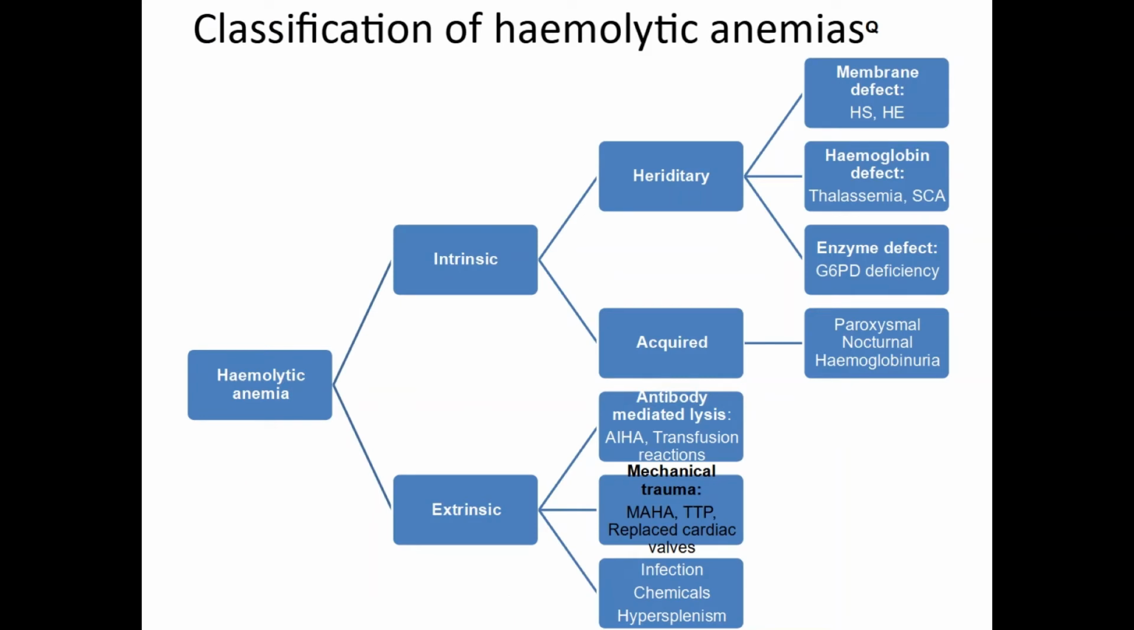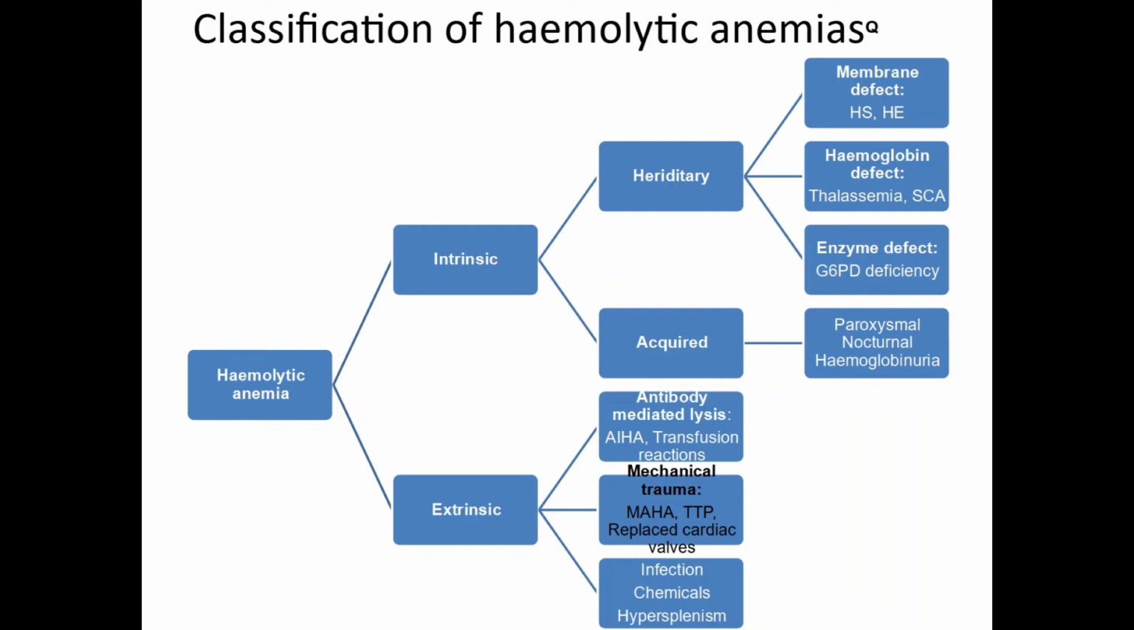Let us have a look into the classification of hemolytic anemias. This is a very important topic as far as your exams are concerned. Hemolytic anemias can either be intrinsic or extrinsic. So intrinsic hemolytic anemias are those in which the defect is in the RBC itself, and extrinsic hemolytic anemias are those in which the defect is not in the RBCs, it is some external factor.